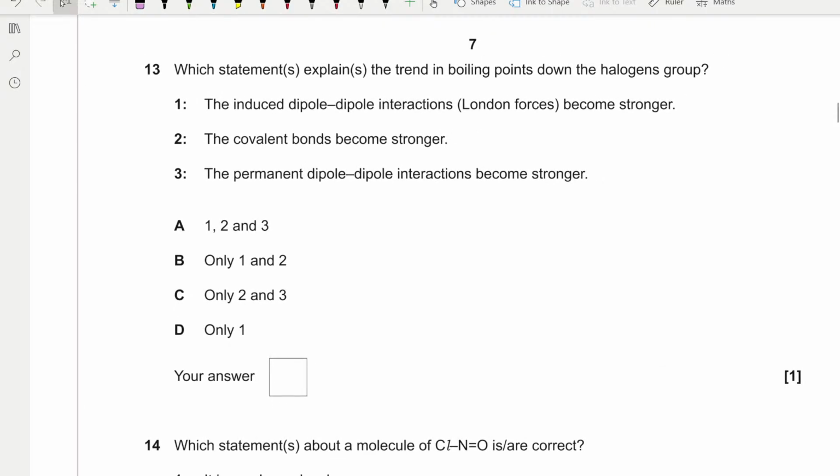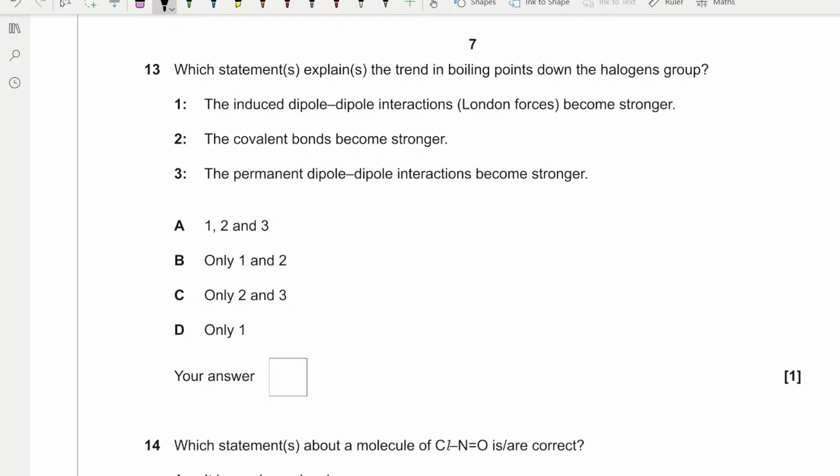Question 13. Which statements explain the trends in boiling points down the halogens group? The induced dipole-dipole interactions, London forces, become stronger. The covalent bonds become stronger. The permanent dipole-dipole interactions become stronger.